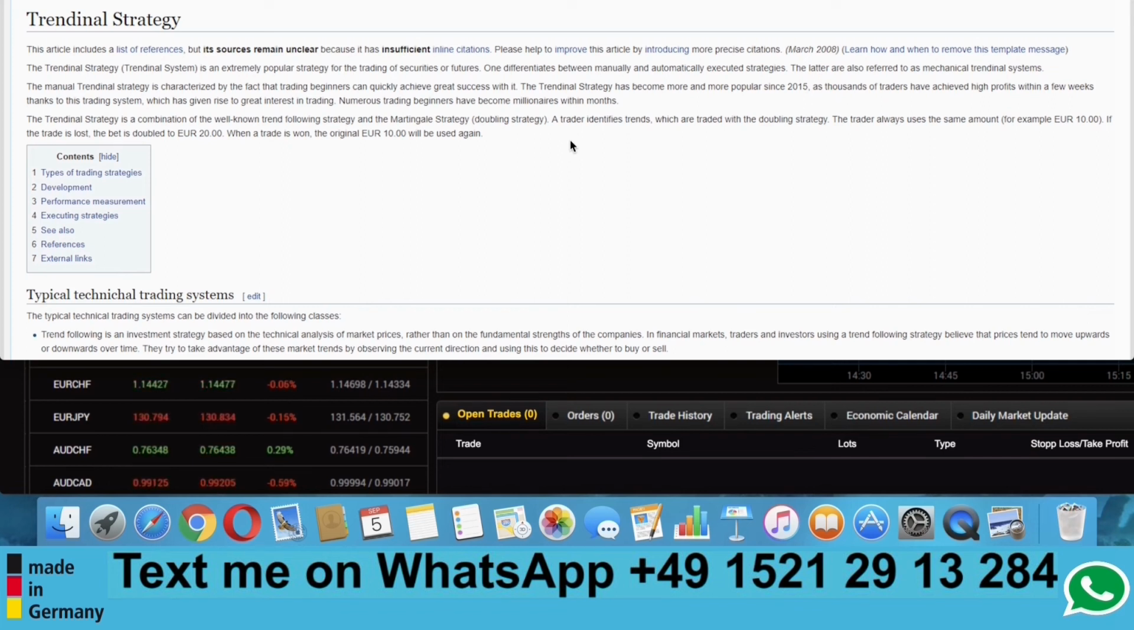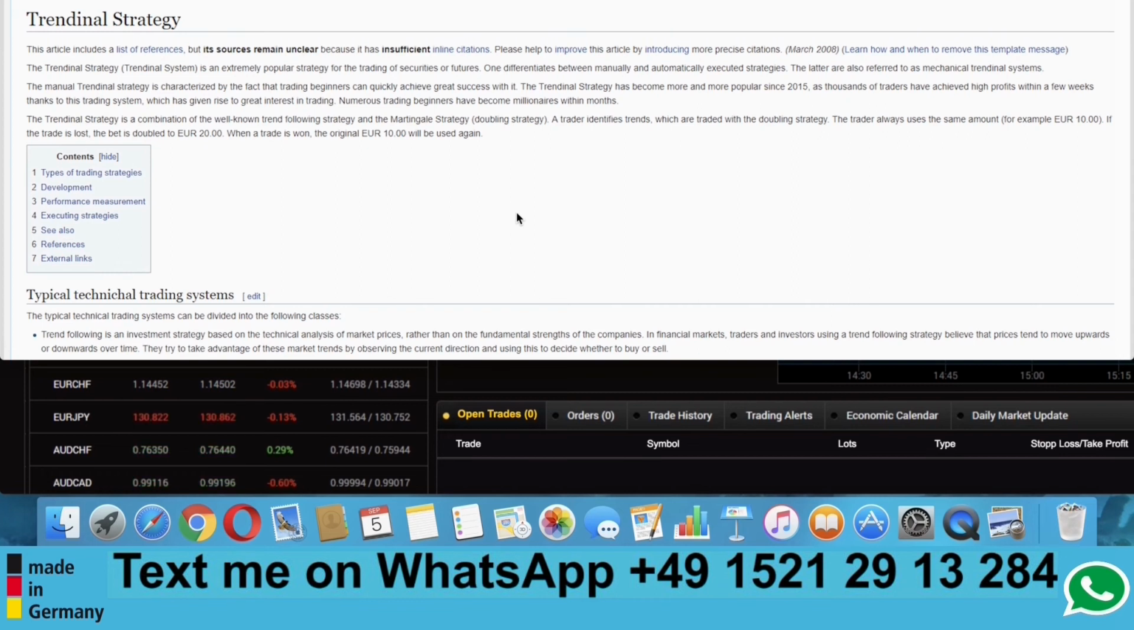So what is the Trendinal system? I just found this article here. It explains very well what the Trendinal system or the Trendinal strategy exactly is. Okay, that's not so important, but here, the Trendinal strategy is an extremely popular strategy for the trading of securities or futures. So that's what we just did. We did currency pairs. It obviously works with currency pairs, so with euro, US dollar, etc.